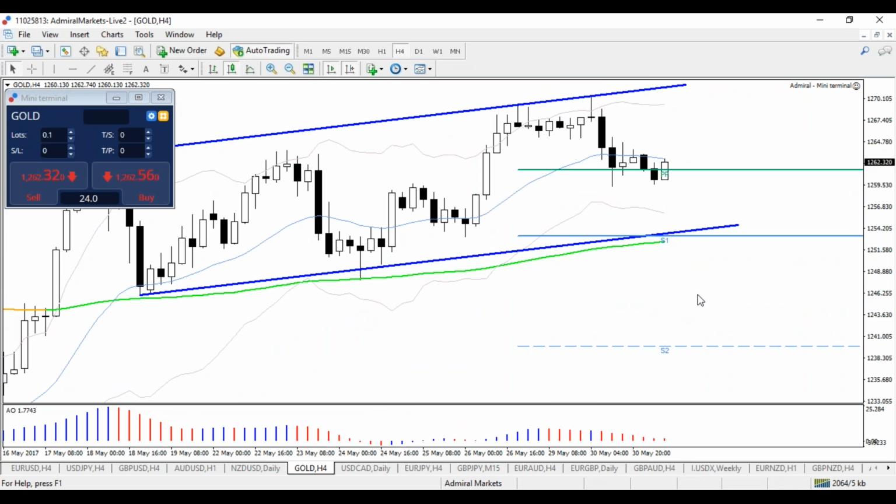Plus the divergence pattern. So when you have divergence on a 4-hour chart like that, the main target is the long-term moving average. So that kind of filters out a potential trade here, in my opinion.